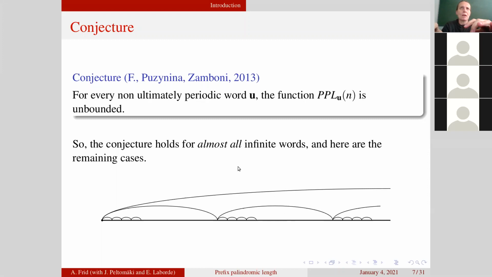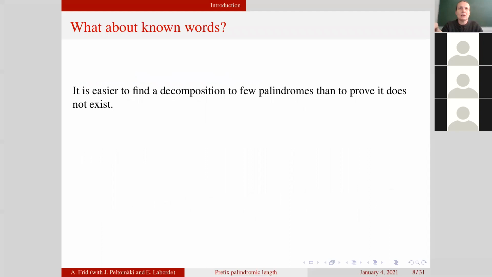But this was just an introductory part, because the general conjecture, well, there is some progress and it continues. And now a simpler problem, a problem which seemed to be simpler, is: what exactly happens for known examples of words? What if you take the Thue-Morse word? What if you take the Fibonacci word and so on?